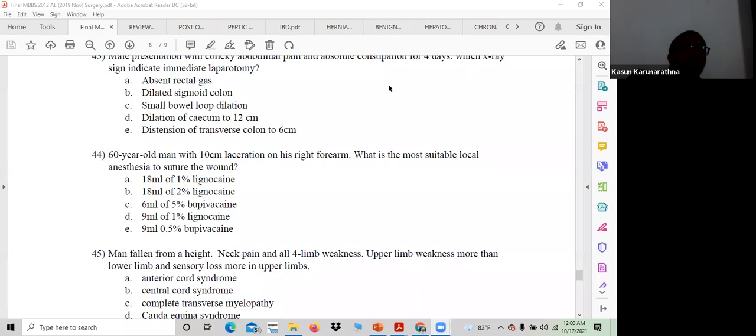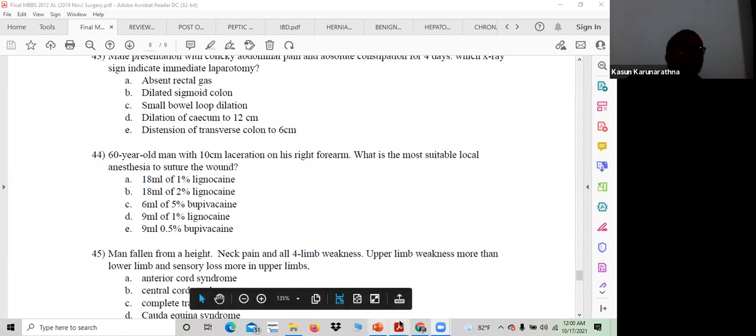In a 60 kilogram male, the maximum dose should be 3 milligram per kg, which means for 60, 180 milligram. 180, right? Then 1 ml contains 10 milligram, so the maximum dose should be 18 ml. And that is your calculation. That is your maths, right? So the answer should be A, if you give 1% lignocaine, 18 ml, right?